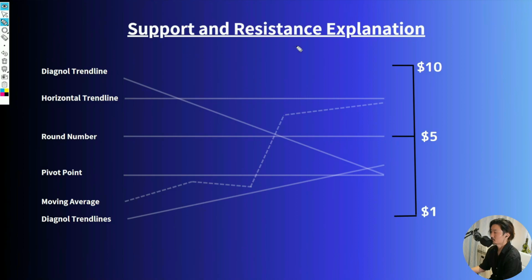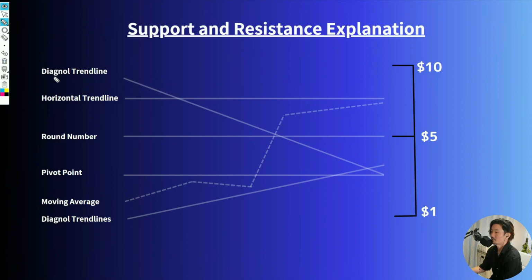Okay, support and resistance explanation. Now at a basic level, support and resistance are levels in price that create future strength in the opposing direction. Okay, so just keep that basic definition in mind.